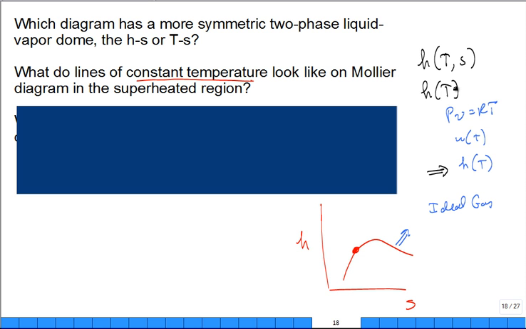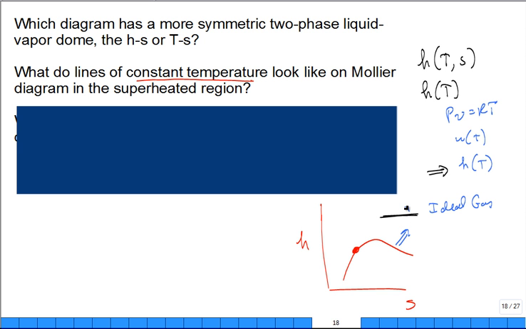So what do the lines where you have constant temperature look like? What do they look like out in the ideal gas region on an HS diagram? Straight up and down, or straight across, or a 45, one of those three. I'm going to pause, and actually I'll save this. All right, so a lot of you got it correct by deduction as well as looking in the back of the book at the tables, right?